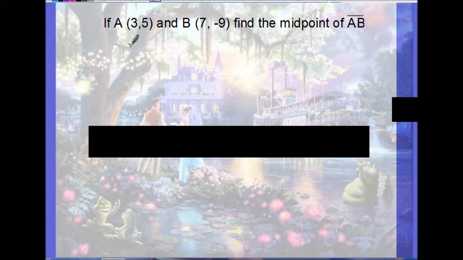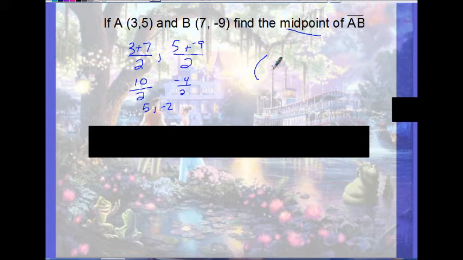So applying our midpoint formula, let's add up the x's and cut it in half, comma, add up the y's, cut them in half. It is a midpoint, and points have both x and y coordinates. So here we go. We would get 10 over 2, which is going to be 5, and negative 4 over 2, which is negative 2. Our midpoint of AB is at the point 5, comma, negative 2.